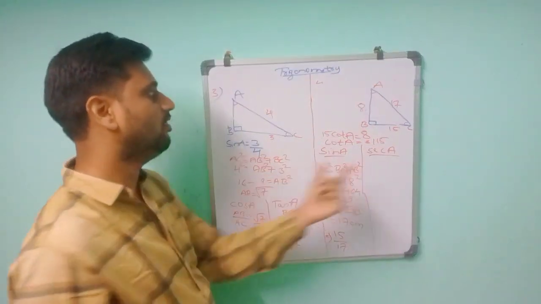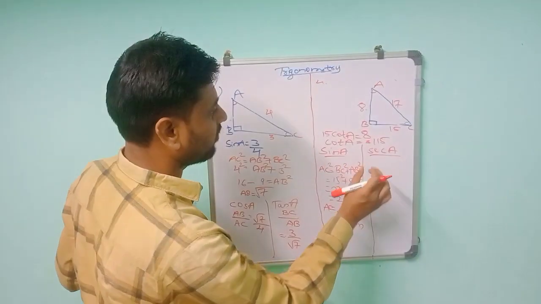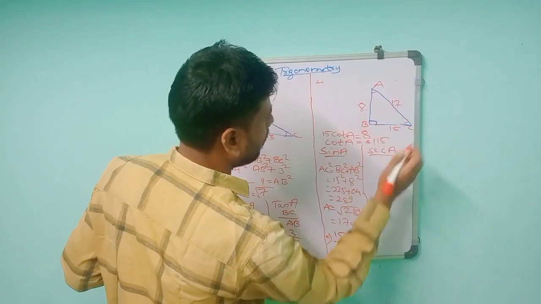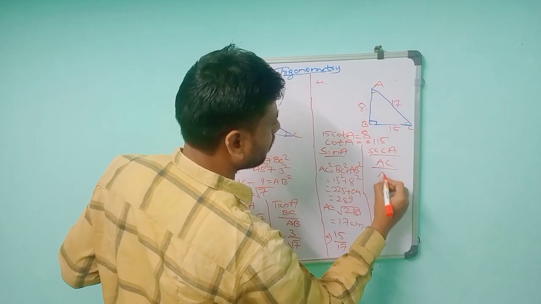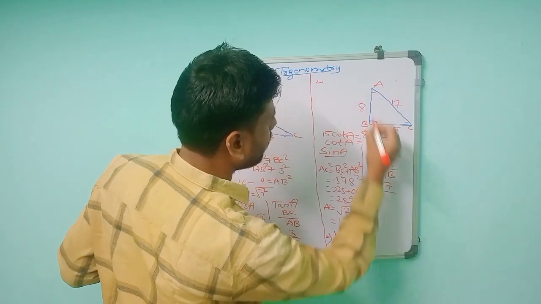Like that, sec A. Sec A is the reverse of cos A. So cos A is adjacent by hypotenuse, so sec A is hypotenuse by adjacent. Adjacent is AB. So AC is 17 divided by AB, which is 8.